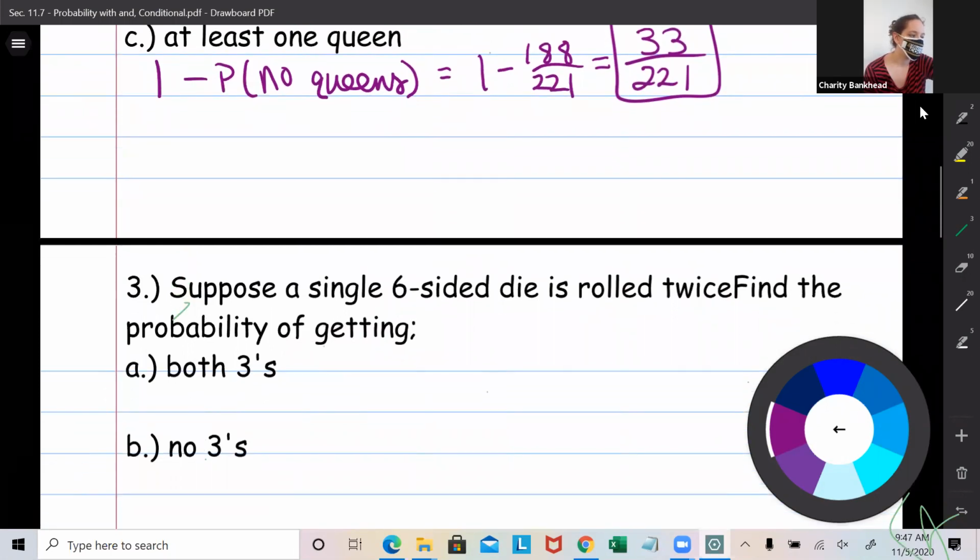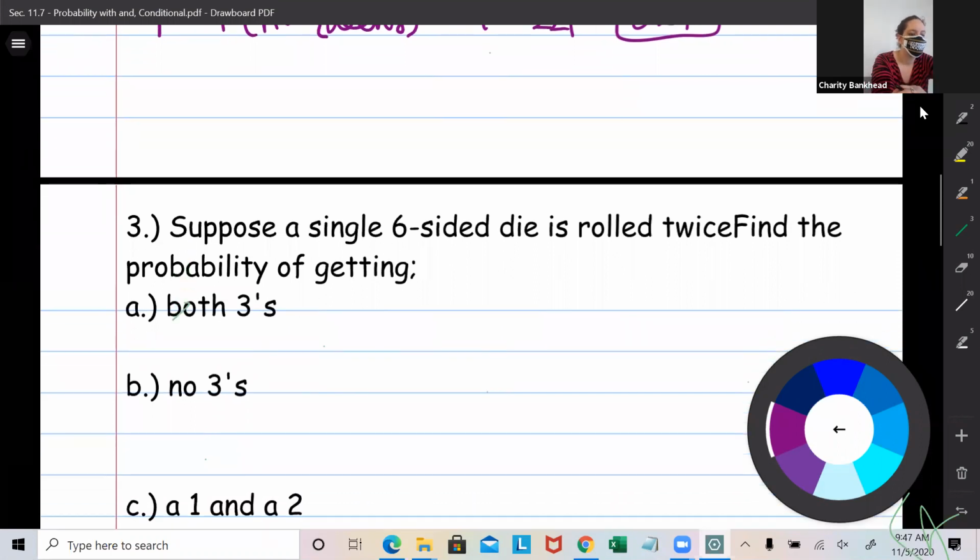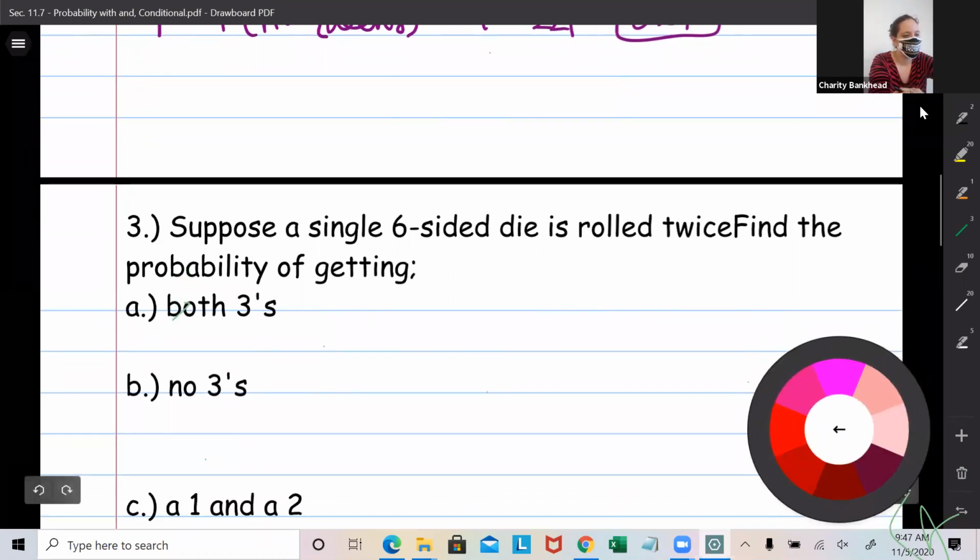All right, number 3 says, suppose a single 6-sided die is rolled twice. Find the probability of getting both 3s. So the probability of getting a 3 is 1 out of 6, and then the probability of getting a 3 again is 1 out of 6. So 1 over 6 times 1 over 6 equals 1 over 36.